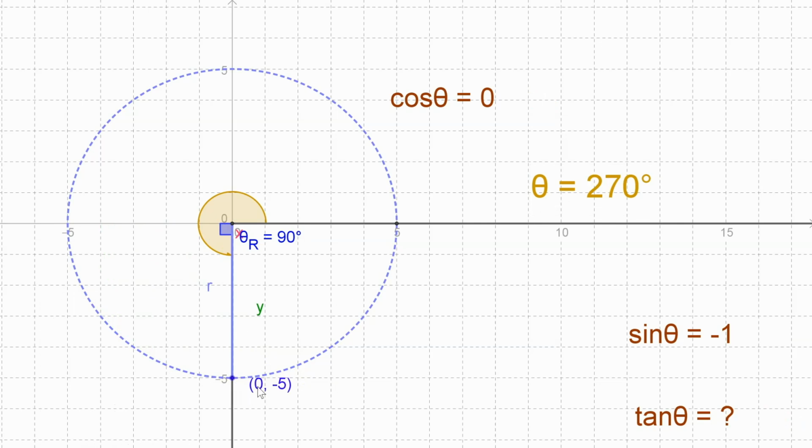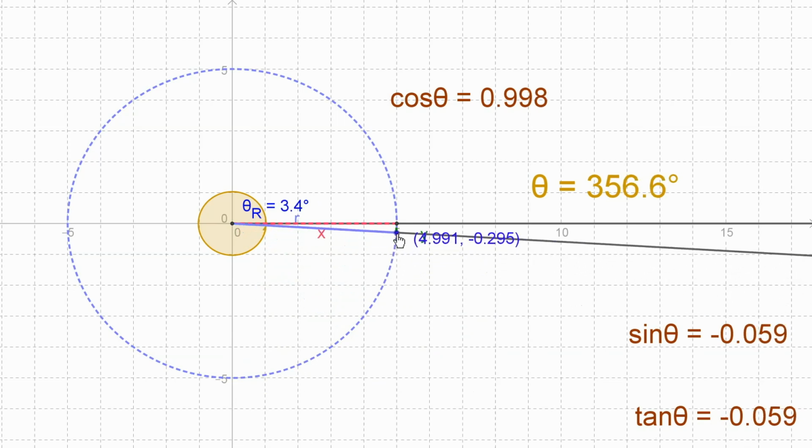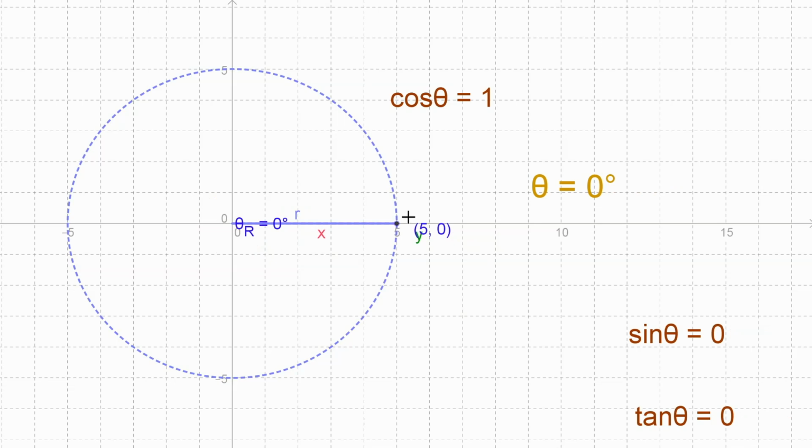X is 0. My radius is still 5. 0 divided by 5 is 0. So cosine of 270 is 0. And then all the way back here, again, it's going to snap back to 0 when I get there, but at 360 degrees, the cosine is going to be 1 again because I've got 5 divided by 5 in my case here.